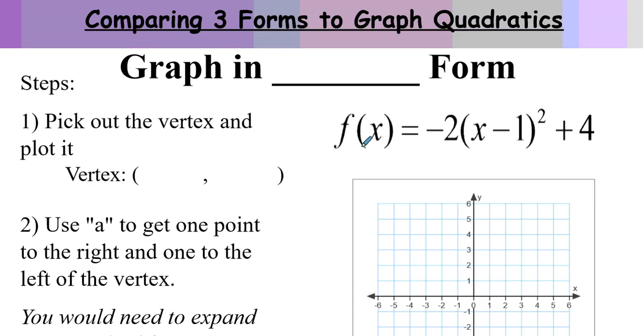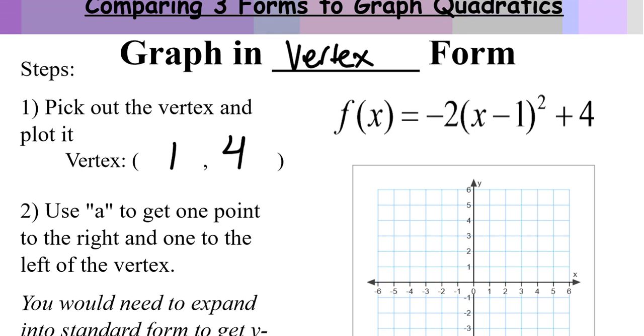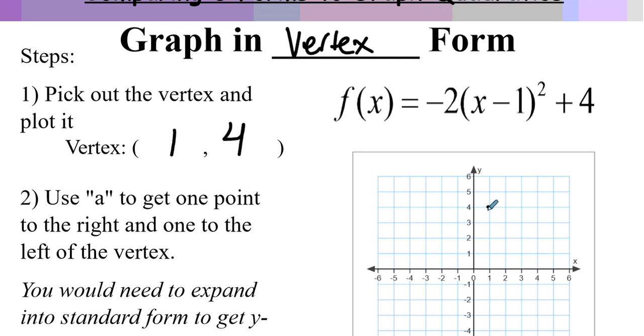Last thing is we're going to practice graphing them. So depending on what form they're in, pull out the information in order to graph it. So the first example, this is graph in vertex form. It's written in vertex form. The vertex is past 1, up 4. So right 1, up 4.